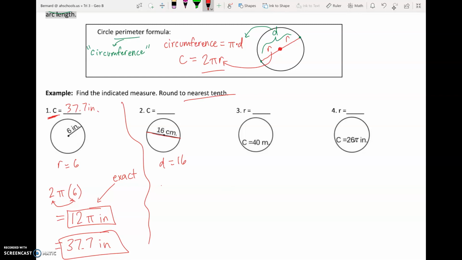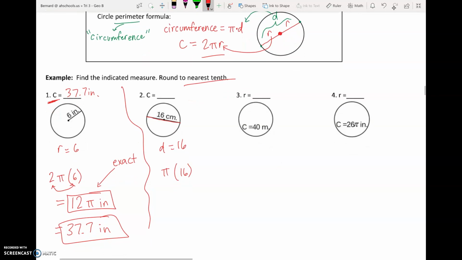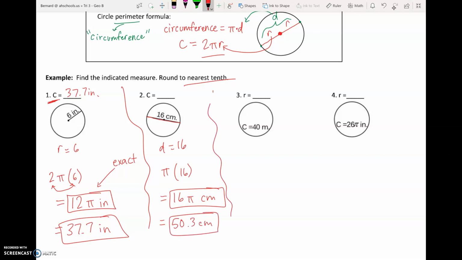And so our circumference will be pi times 16, which is really nice for exact form, right? Because we don't even have to multiply anything together. Our exact form answer is just 16 pi, and this time centimeters. Or if we type pi times 16 into our calculator, we should get 50.3 centimeters, right? Either one of those, good answers. Those are great answers for this problem.